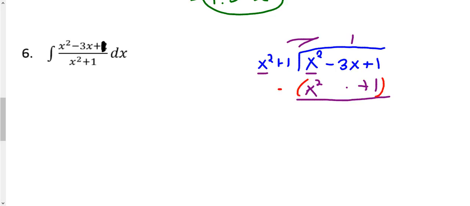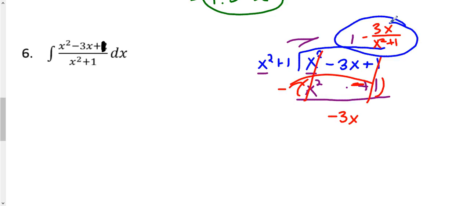Our next step is to subtract both of these. So the negative goes to both. x squared minus x squared cancels. 1 minus 1 cancels. And we have negative 3x left over. So this is minus 3x over x squared plus 1. After we long divide, the whole point is we take what we got on the top and put that back in our integral. We don't have any limits, so we need to make sure we have plus c at the end: the integral of 1 minus 3x over x squared plus 1 dx.